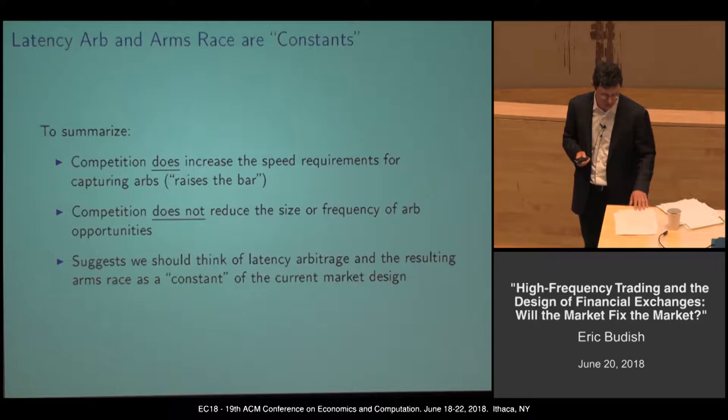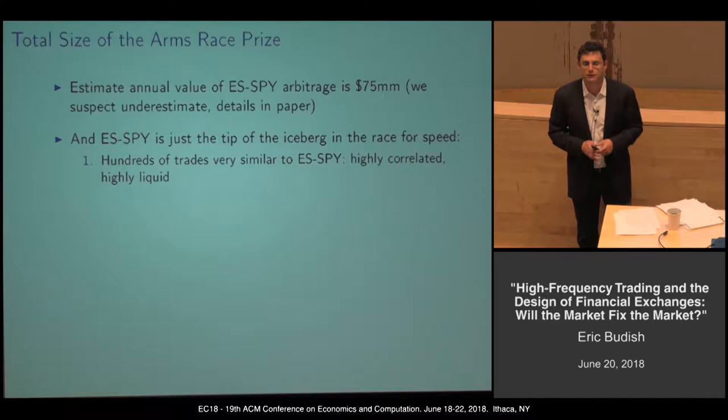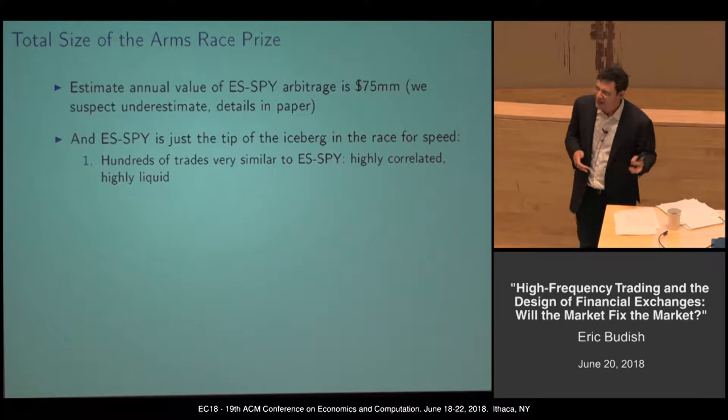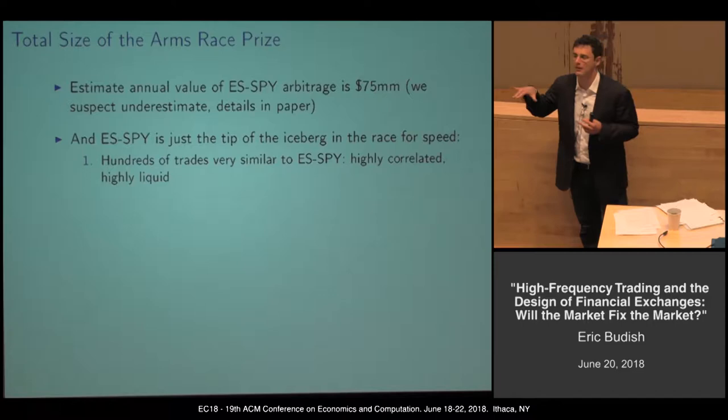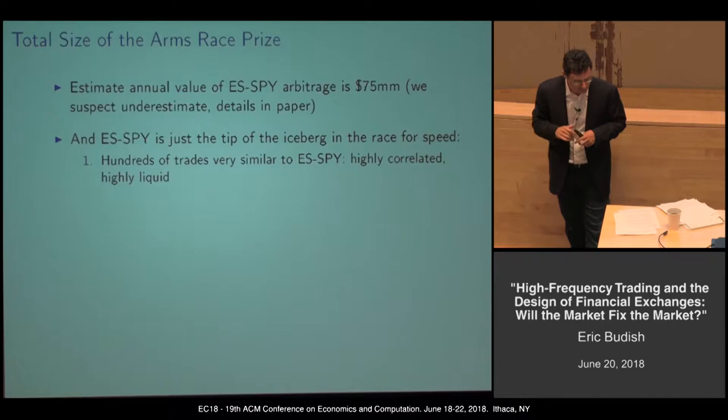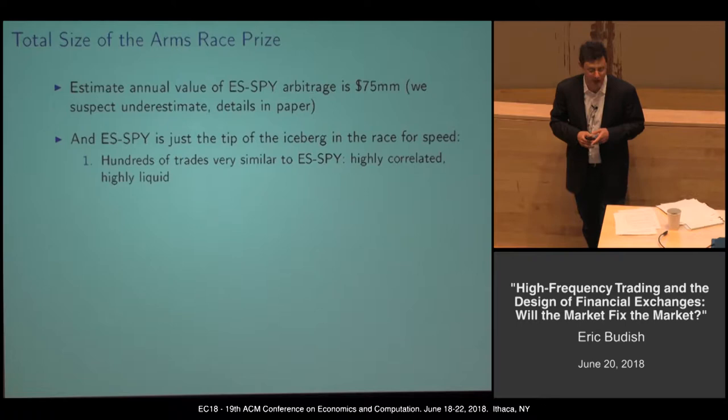So in our data, this one trade, S&P 500 index arbitrage, is worth about $75 million per year. And we think this is a meaningful underestimate, both because we're reasonably conservative on how we treat transaction costs, and we're also conservative with how we handle a data issue with respect to the Chicago Mercantile Exchange that I won't get into, but that we emphasize in the paper. But more important to mention is that ES-SPY is just one trade. It's the tip of the iceberg in the race for speed.